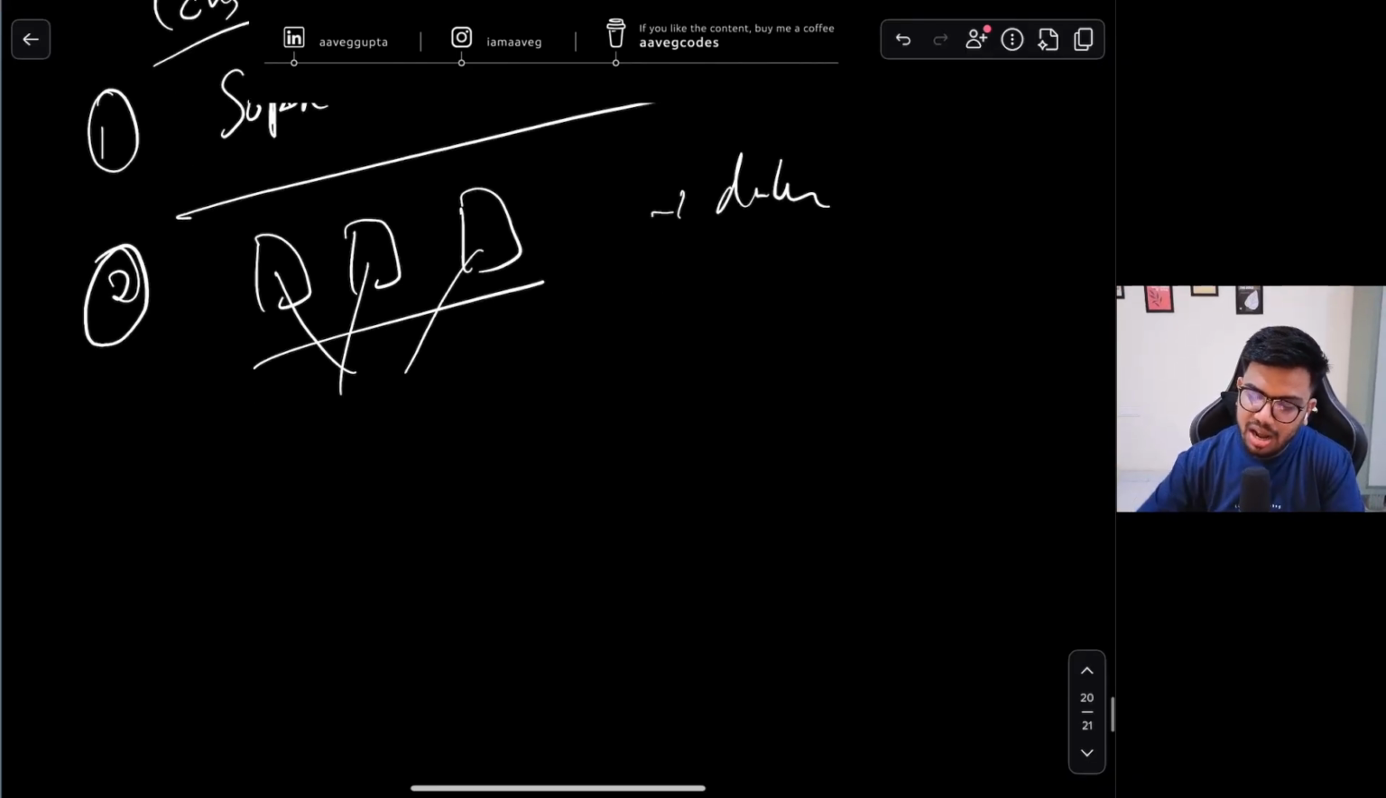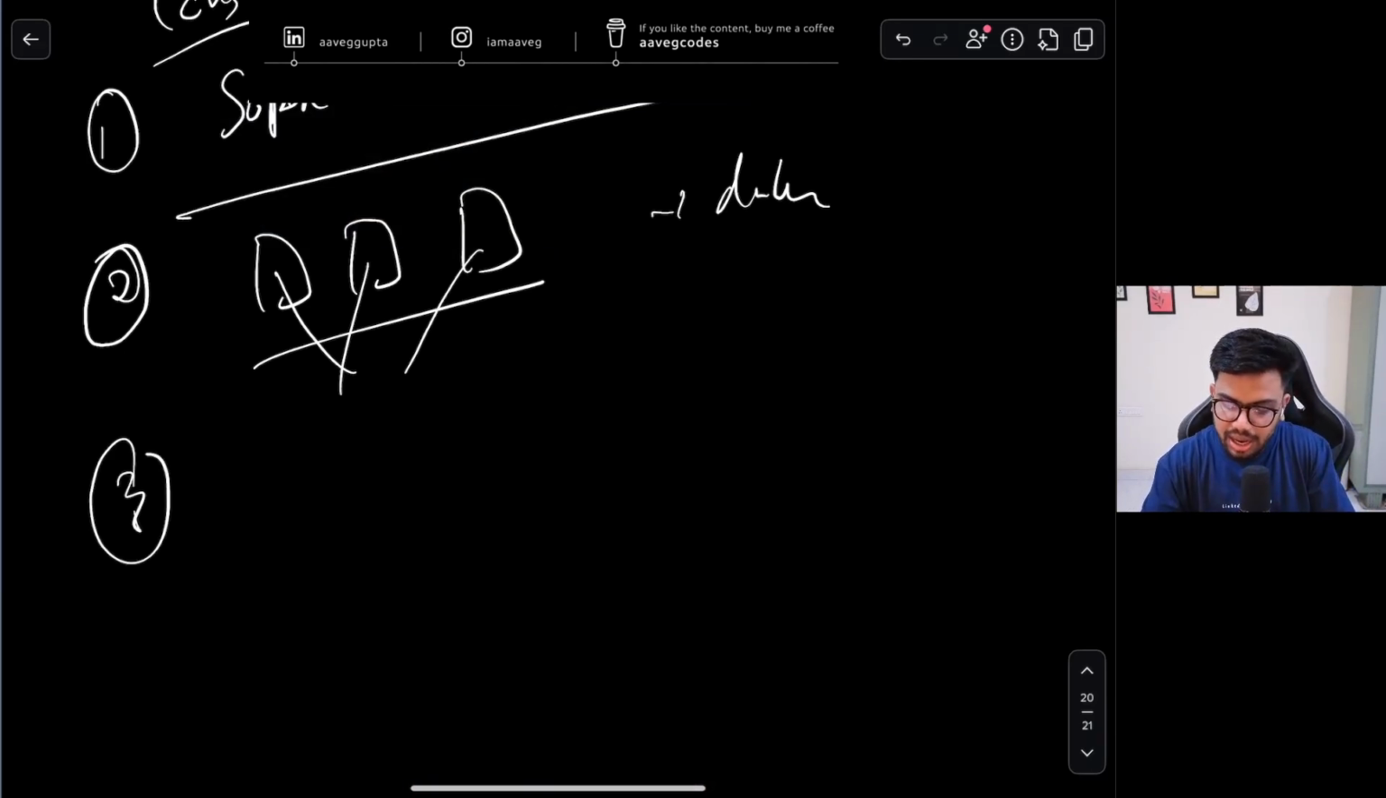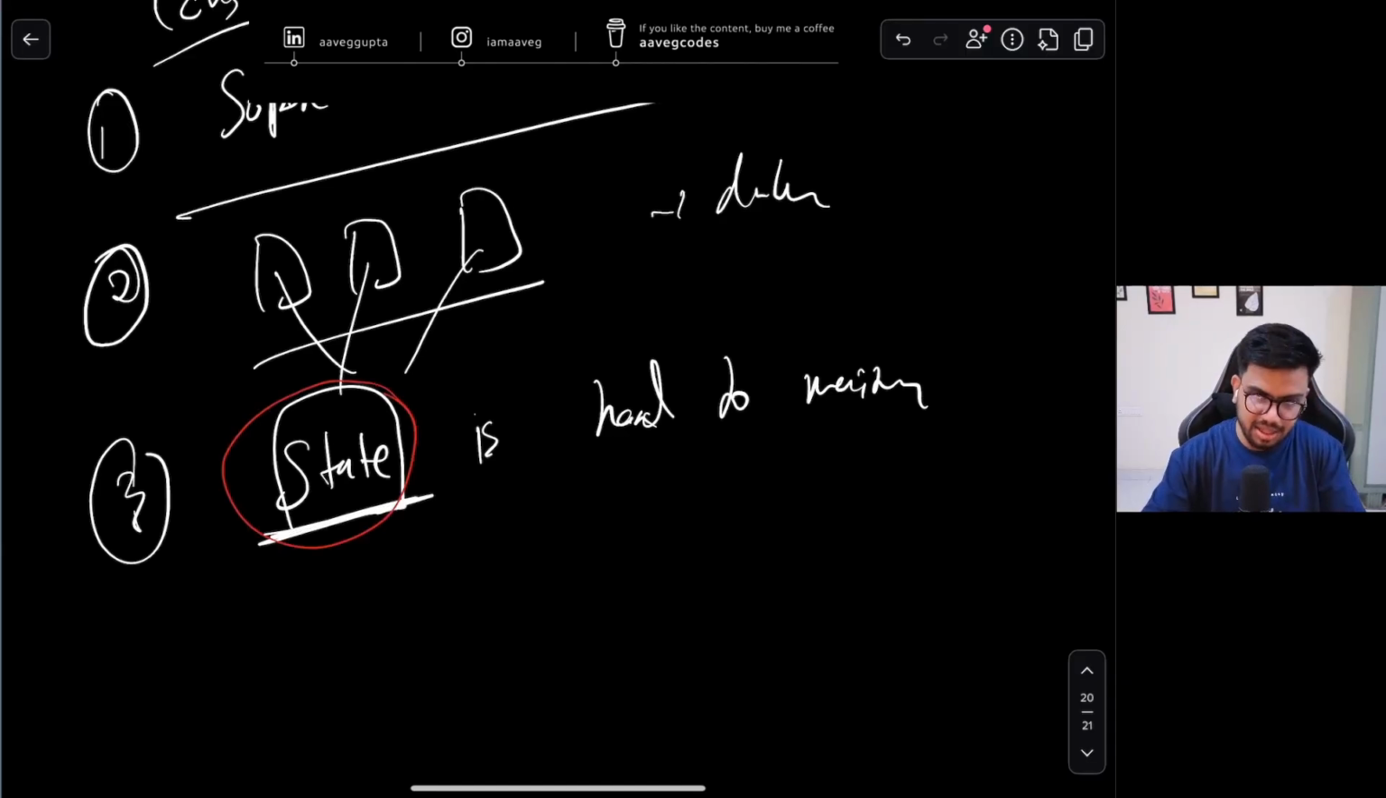Okay. And another thing, which is actually very interesting and which we will discuss in detail, is that state is hard to maintain. Now you must be asking what exactly is state. So let's discuss state in detail in this lecture itself. Then you will get to know what exactly I meant by this point.